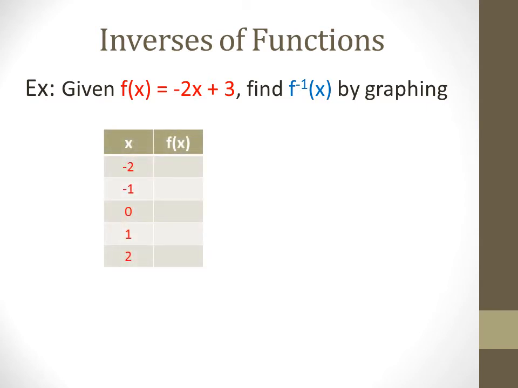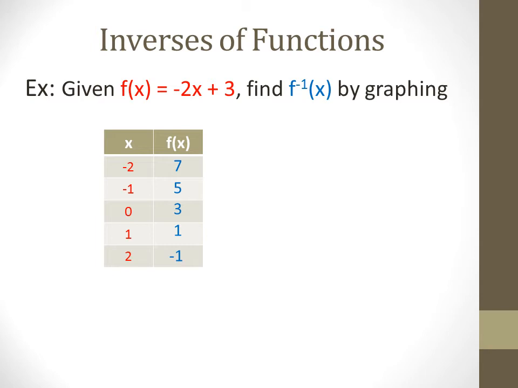Pick some values. Here I'm picking values between negative 2 and 2. If I plug in negative 2 for the function, my answer is 7. If I plug in negative 1 for x, we get positive 2 plus 3, which gives me 5. If I sub in 0 for x, I get 3. If I sub in 1, I get 1, and if I sub in 2, I get negative 4 plus 3, which is negative 1. So there are my ordered pairs: negative 2, 7; negative 1, 5; 0, 3; 1, 1; and 2, negative 1.